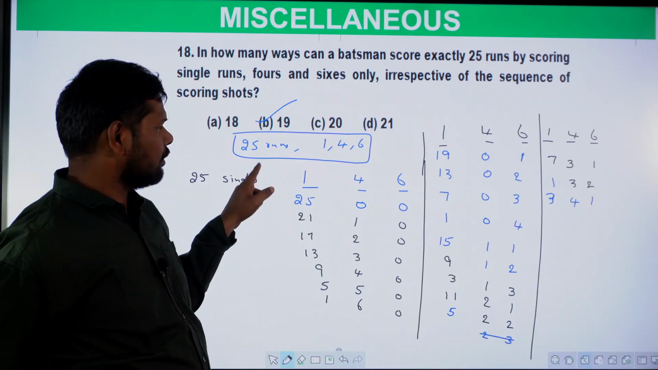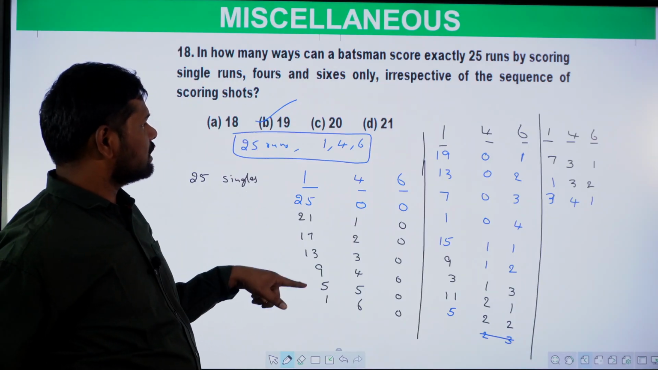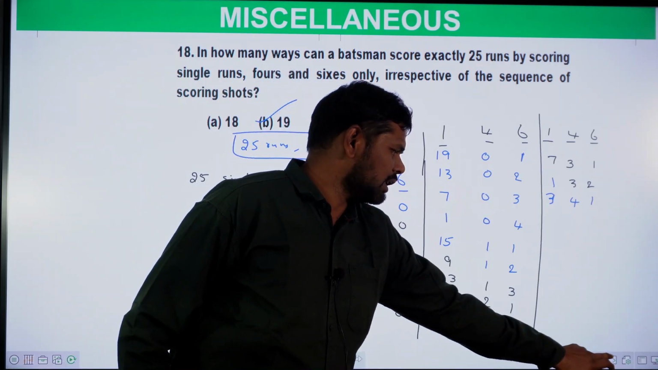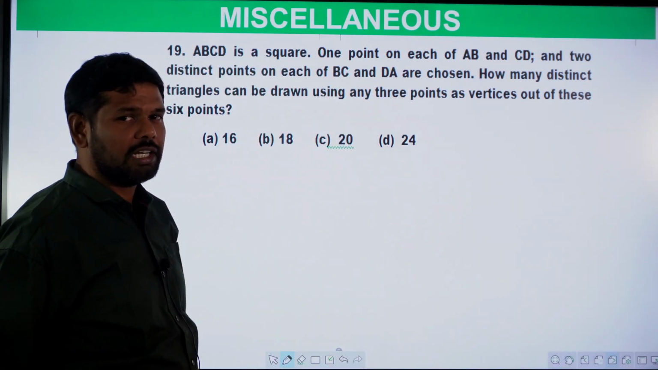So definitely, with ones, without ones, it is not possible to get 25 runs. That is clear. Why? Because 25 is an odd number, and multiples of 6 and multiples of 4 always give an even number. That's why.